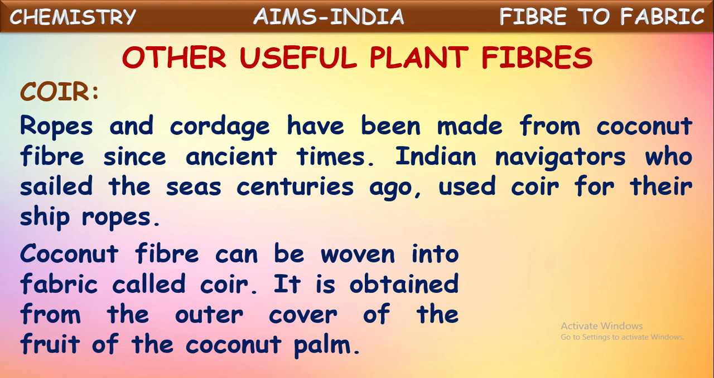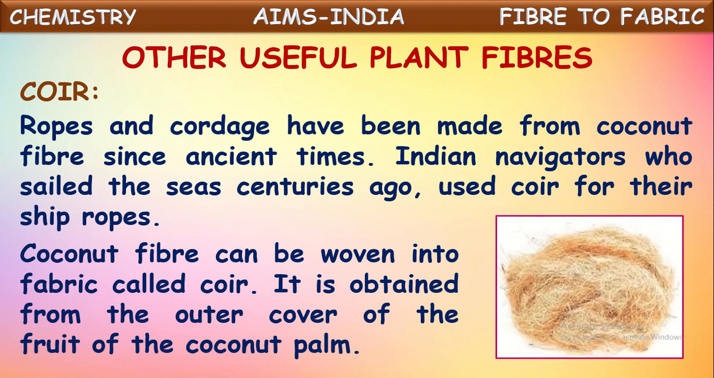Coconut fiber can be woven into fabric called coir. Coconut fiber is used for making this coir fiber. It is obtained from the outer cover of the fruit of the coconut palm. So coconut palm fruits have this coconut fiber on the outer surface. It is collected from those coconut palm fruits and made into fiber. That fiber obtained from the coconut is called coir.